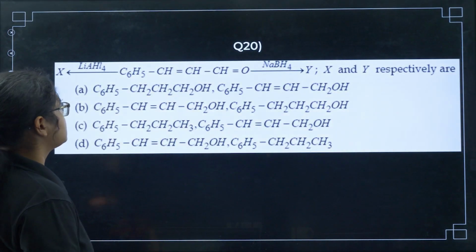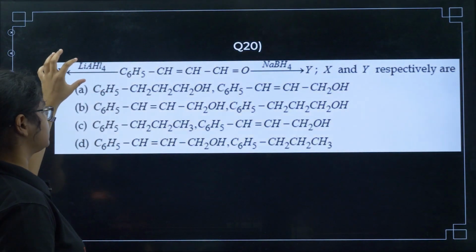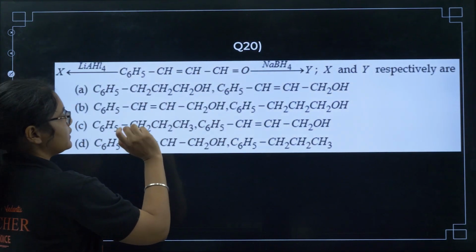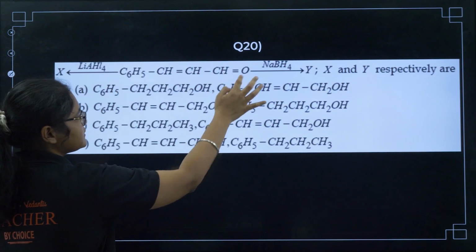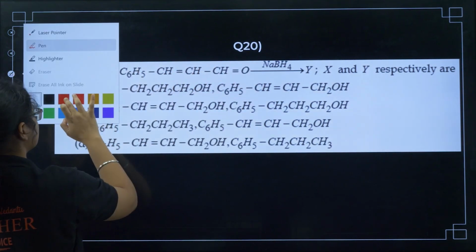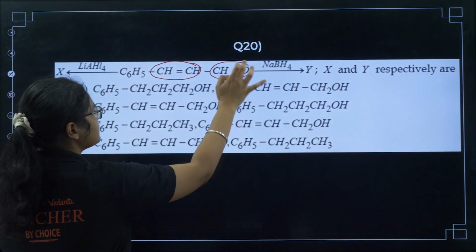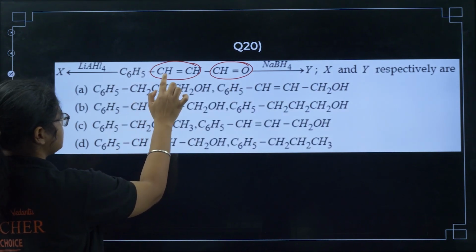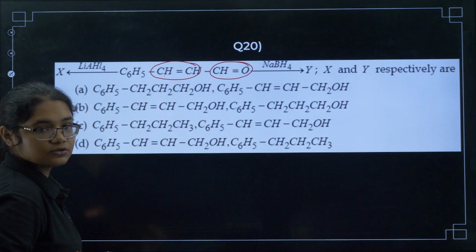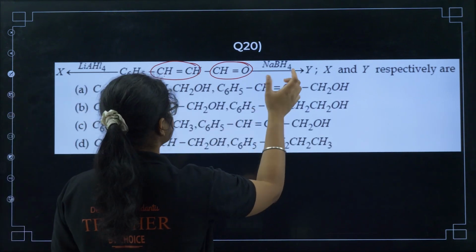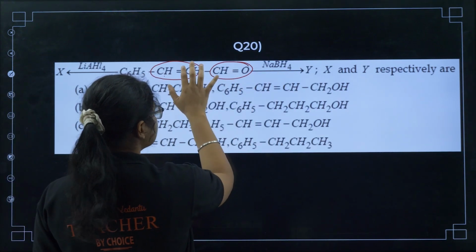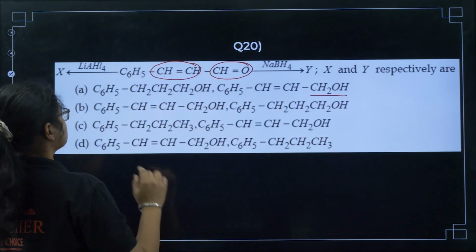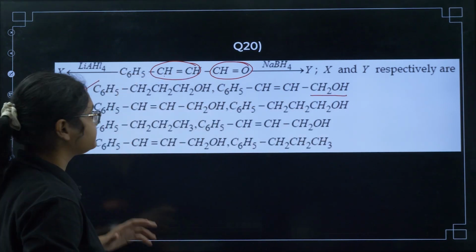Okay. Next we have reaction with LiAlH4 and reaction with NaBH4. In LiAlH4, when you reduce, this one is reduced as well as the double bond is also reduced, and this one will also be reduced to alcohol. If I see option A, yes, this is reduced, CH2, and alcohols are also formed. Now if you see NaBH4, what will happen? Only this one will be reduced, the double bond is not reduced, so we will have CH2OH. So that is your option A here.